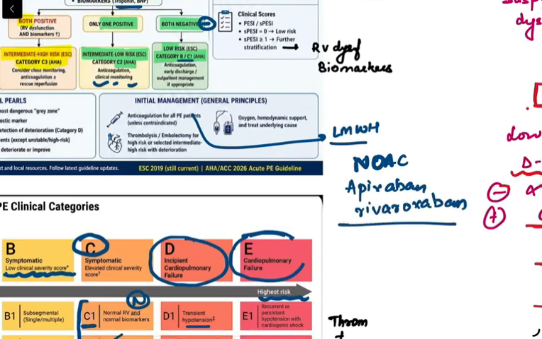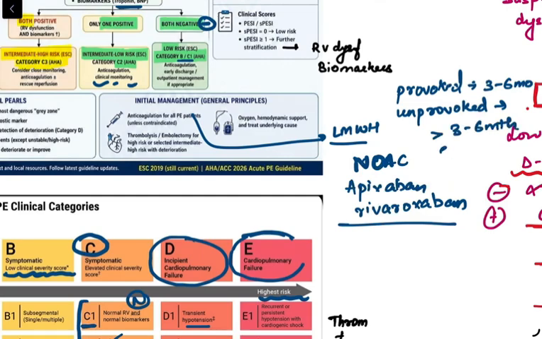Now the question is how long you use this anticoagulation. If the event was provoked, you use it for 3 to 6 months. If it was unprovoked, you can use it for more than 3 to 6 months, which is known as extended. If it is recurrent, you can use it long term.